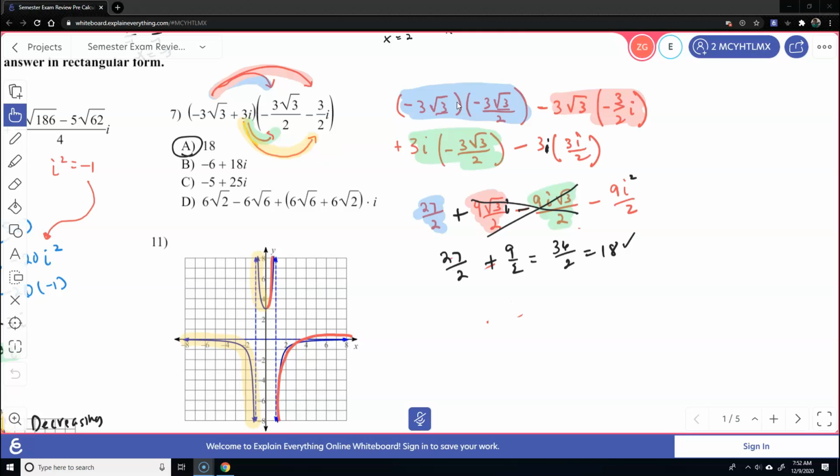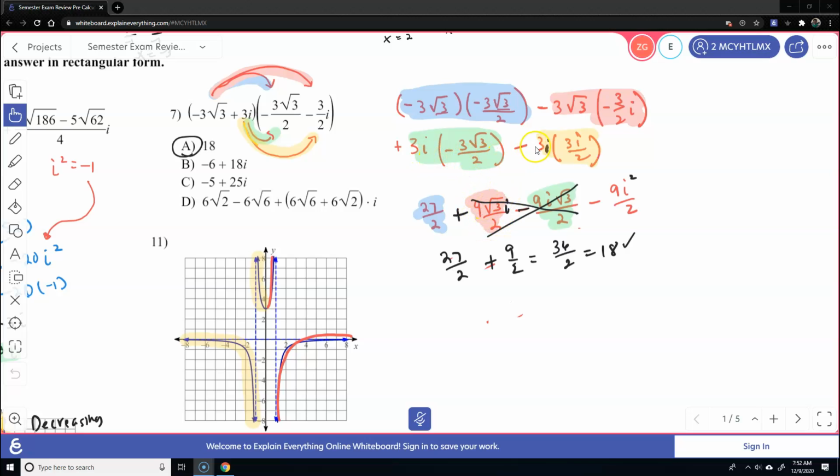What I'm doing here is called the FOIL method. This would be the yellow one. If you notice on the first one, we have negative 3 times negative 3, which is 9, and then the square root of 3 times square root of 3 is 3, so that's 27 over 2. The next one is negative 3 times negative 3 gives you 9 square root of 3i over 2. So that's the red one.